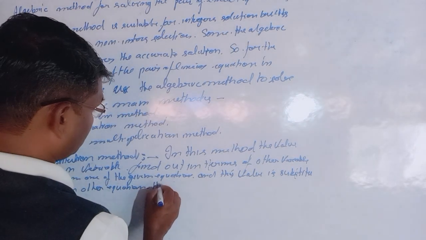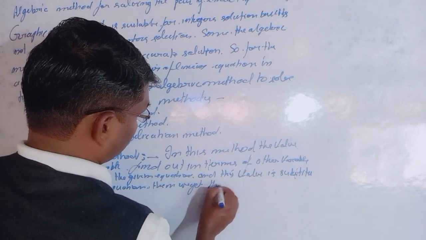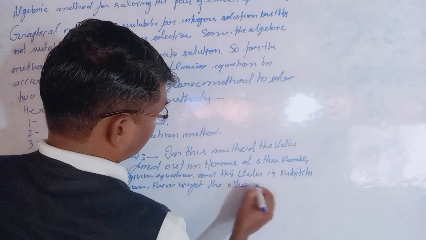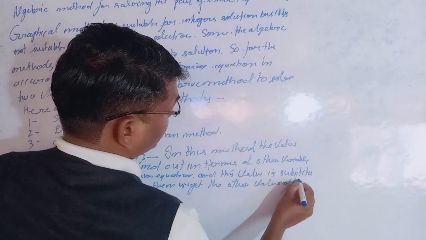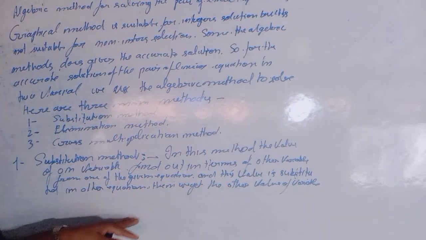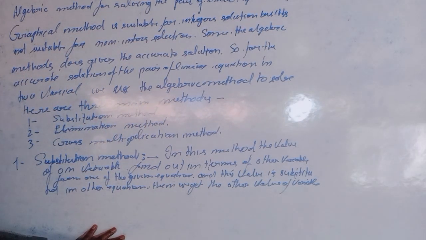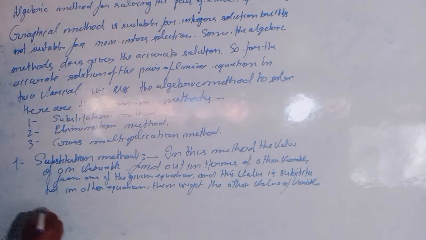so that we get the other value of the variable. Can it be understood? For this we will take an example.